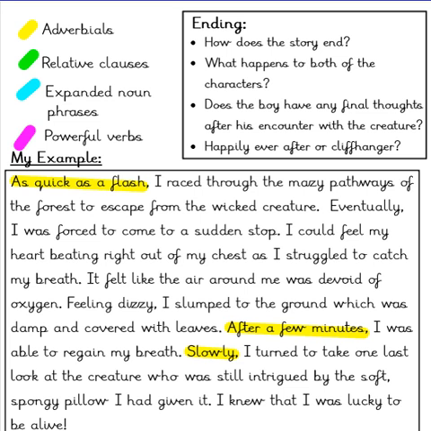Next, I've included relative clauses. Relative clauses give more detail about the nouns in the sentence. They begin with a relative pronoun such as who, when, where, which, that, or whose. Let's take a look at an example that I've included. Here, in this sentence, I've included a relative clause. Feeling dizzy, I slumped to the ground, which was damp and covered with leaves. Here, we can see the relative pronoun, which, introduces my relative clause.